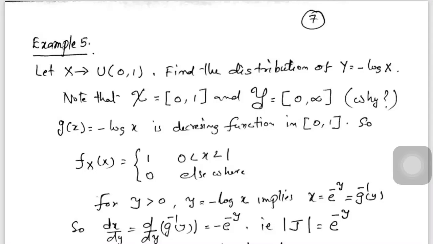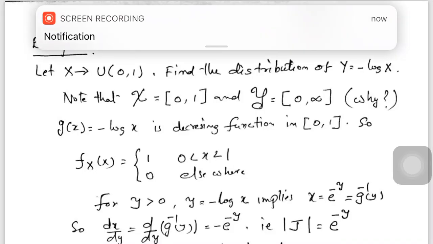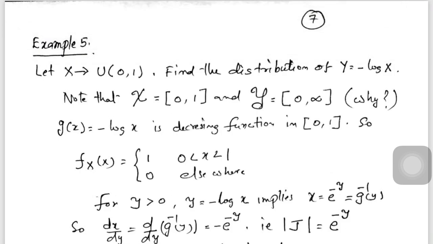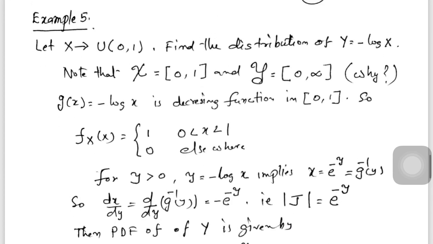Okay, in the last class, we argued that if the function y is equal to g of x is monotone, then you can use the method of Jacobian or method of transformation for a function of a random variable. Okay, and we can do more examples to utilize this method or formula.